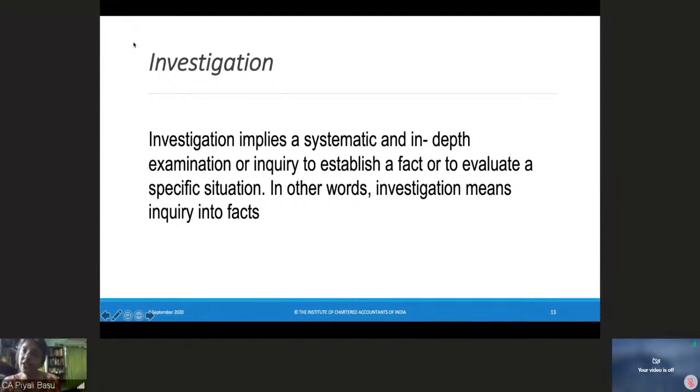Okay. Due diligence also means inquiry into the facts, but for a purpose. The purpose is different. Many of you, initially, are getting a little confused. So it is both an inquiry into the facts, but the purpose is different.